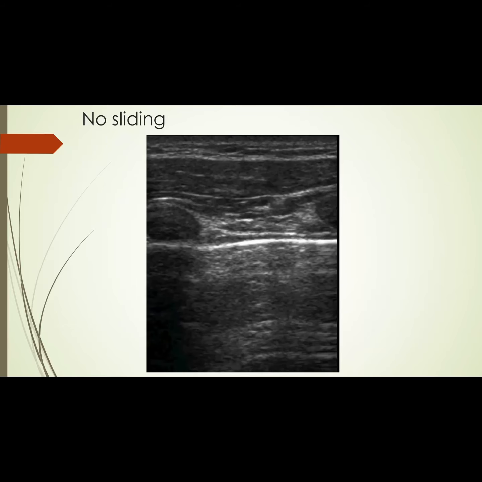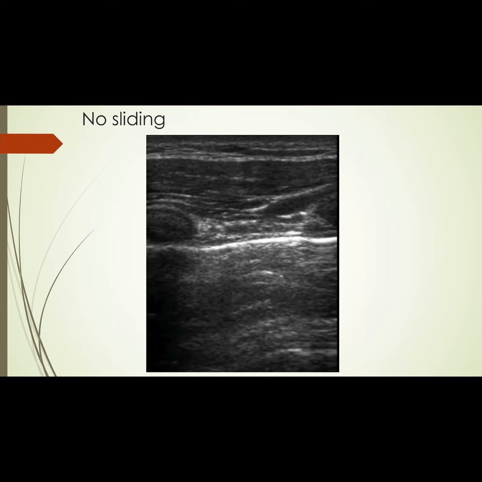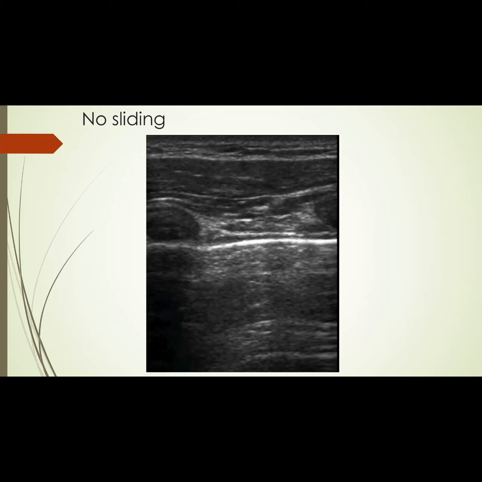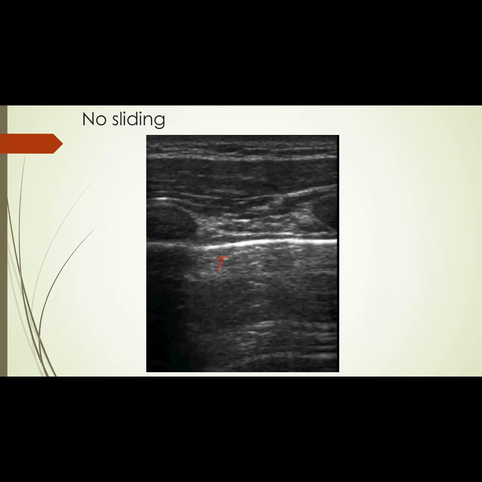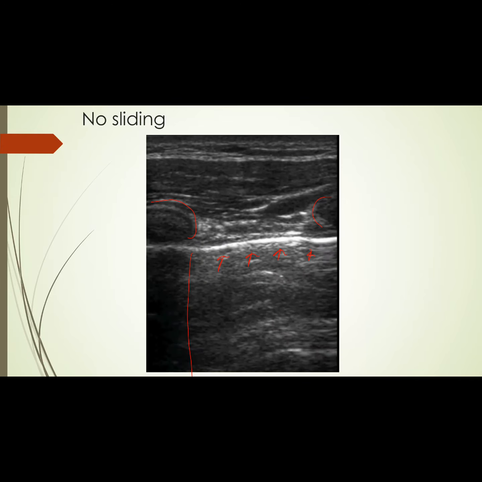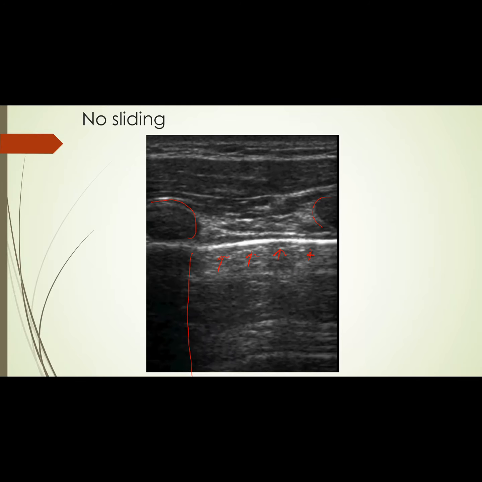And here is another example of no pleural sliding. You can see this pleural line is just staying there. Here's a rib, here's a rib, that's a rib shadow. And you can see that line is just staying, it's not sliding back and forth like you would see with a normal pleura.